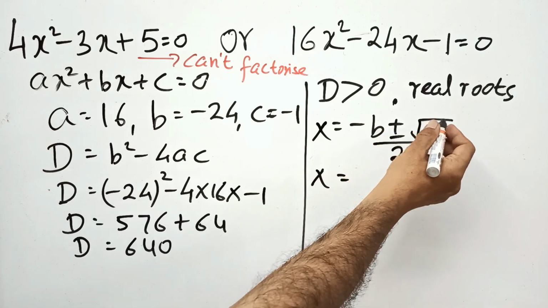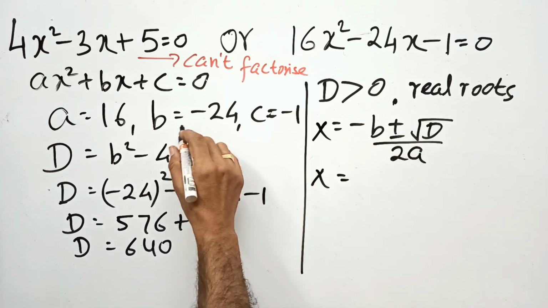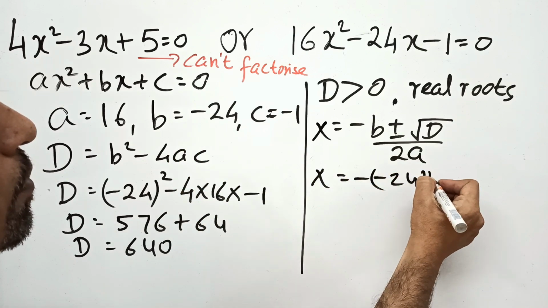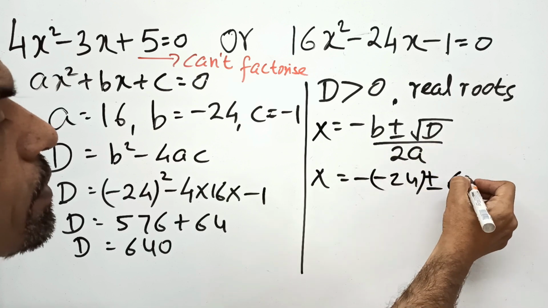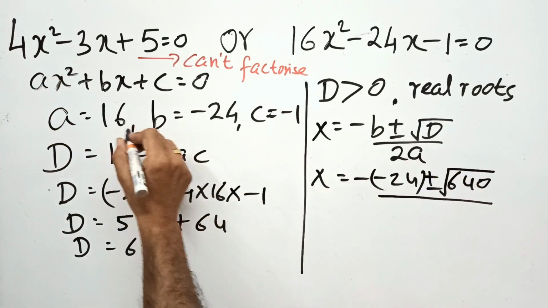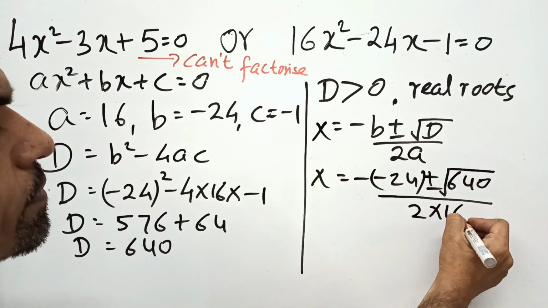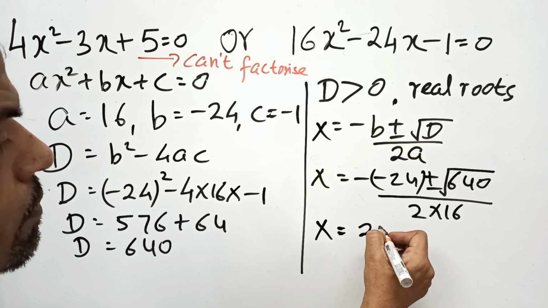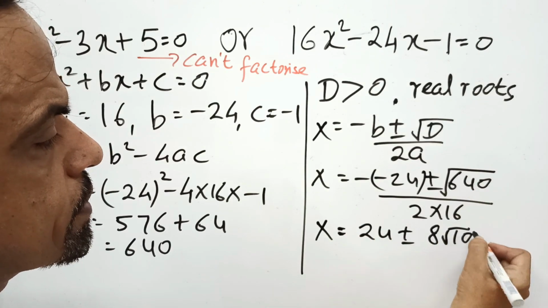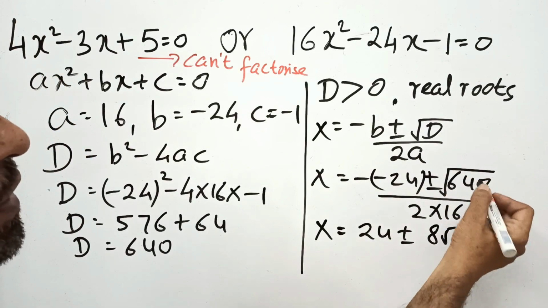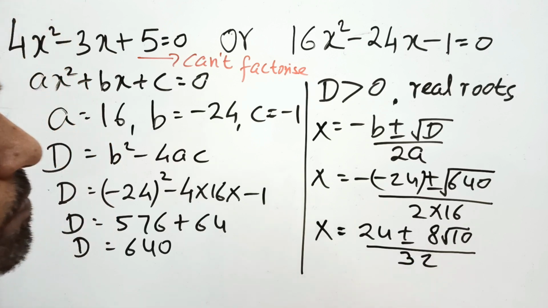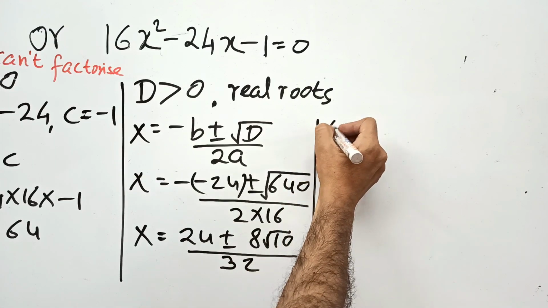Minus b plus minus under root discriminant upon 2a. Minus b means minus of minus 24, plus minus under root D, which means 640, upon 2 into a, means 2 into 16. 640 we can write as 8 root 10. 64 square root will be 8, into under root 10, upon 32. Here in the numerator and denominator we can take the common 8.